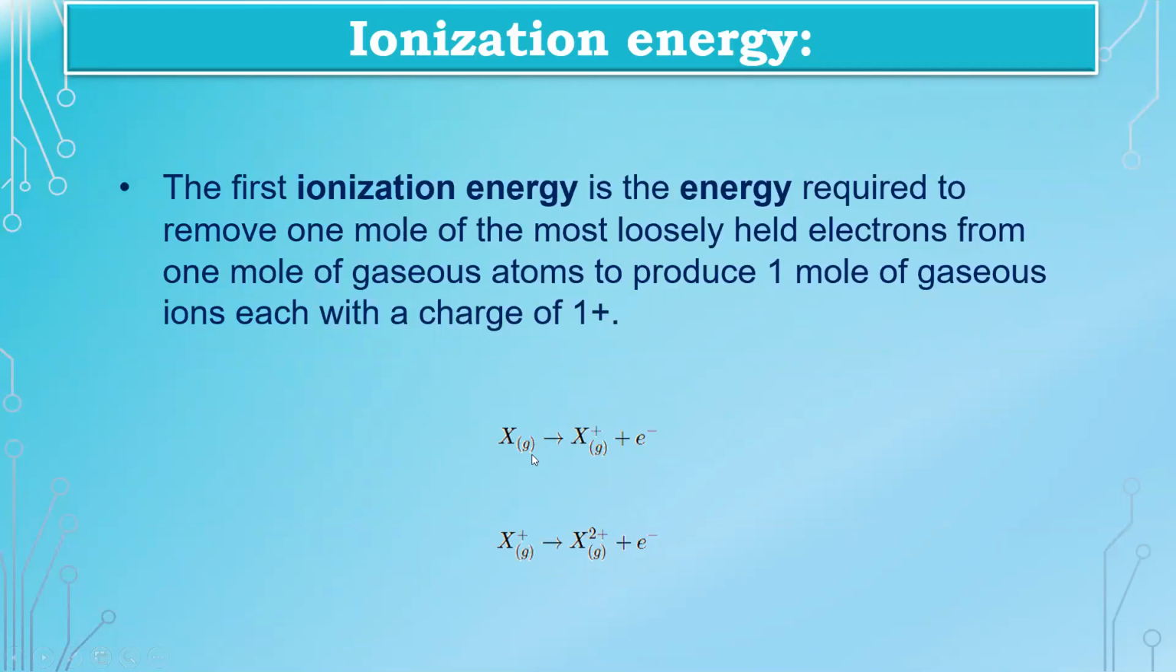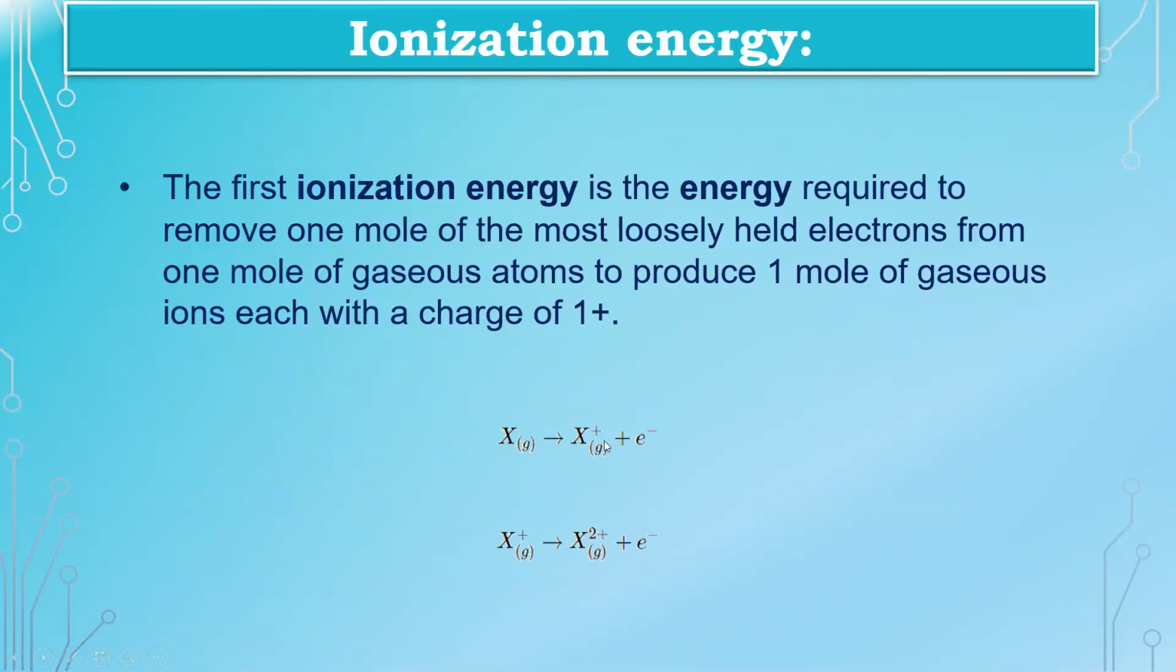As you can see here, let's take any element which is in the gaseous state, and we need to remove an electron from it. Which electron are we going to remove? We are going to remove the outermost shell electron, one by one. At a time, only one electron can be removed. You cannot remove more than one electron at a time. If you want to remove 2 electrons from that element, you need to go stepwise only.